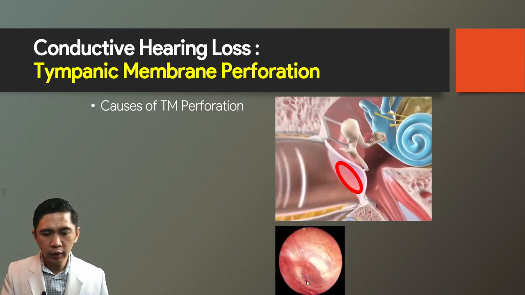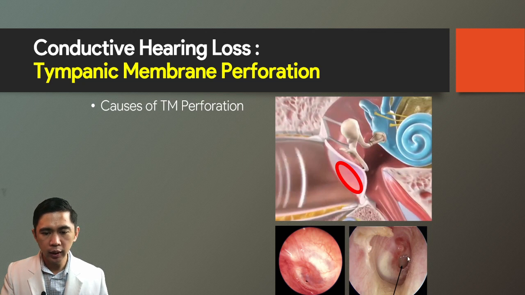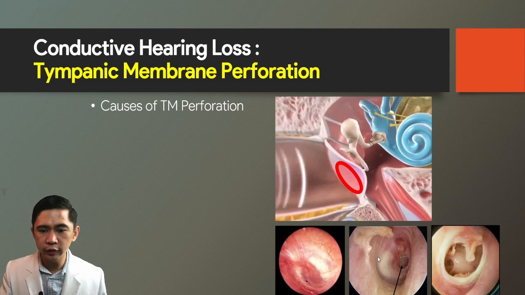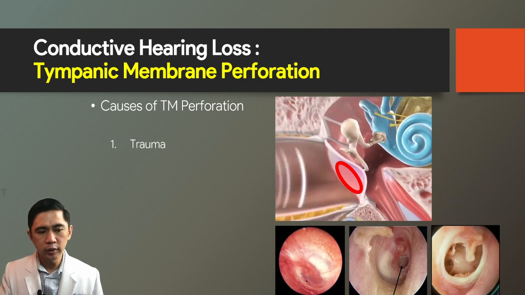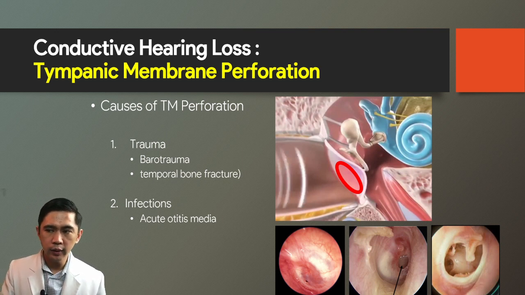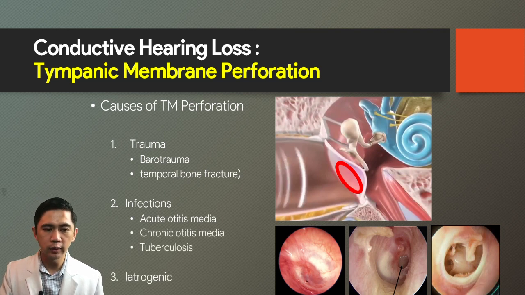Perforation can be very small or medium, just like in this case, or a total perforation, in which case, the bigger the perforation, the bigger the hearing loss. The causes include trauma like barotrauma, fractures in the ear, infections such as acute otitis media, wherein fluids tend to burst the eardrum in order to relieve the pressure, chronic otitis media, tuberculosis, or sometimes it is iatrogenic, wherein we introduce ventilation tubes to relieve pressure.